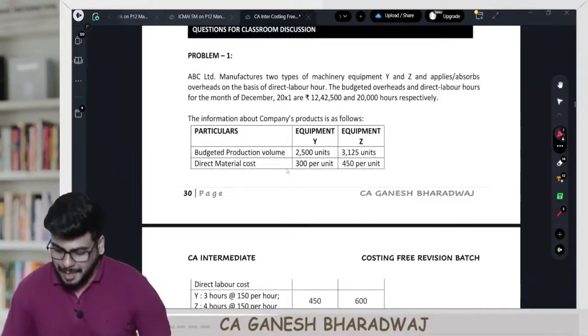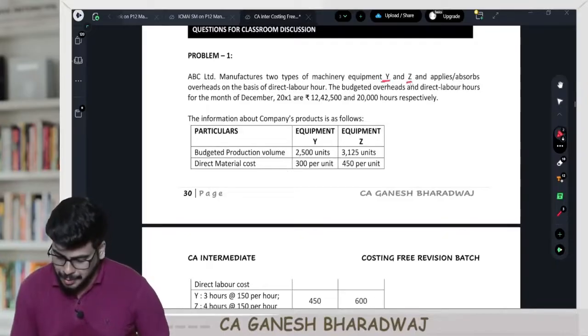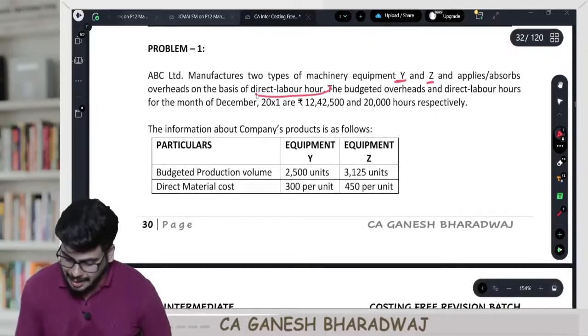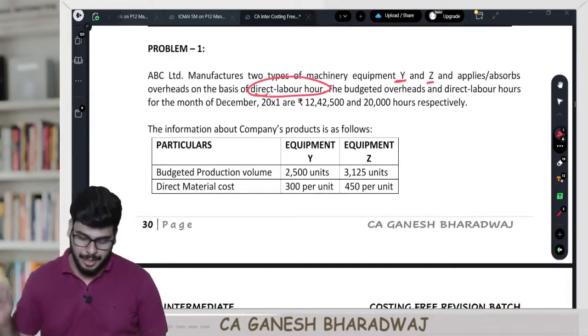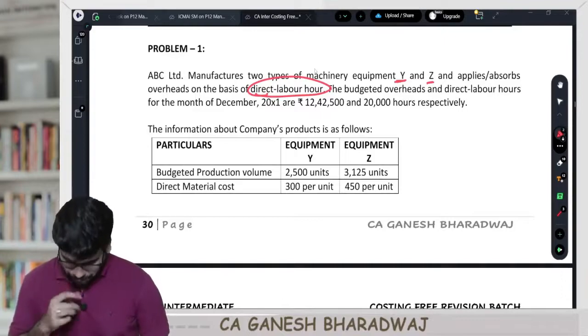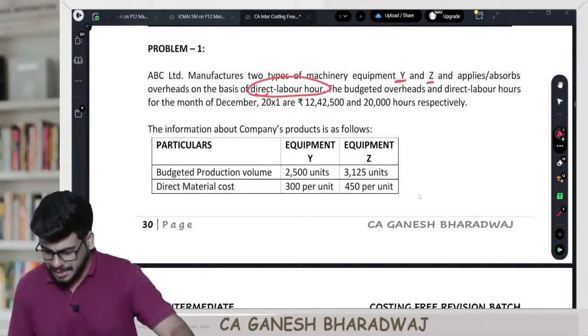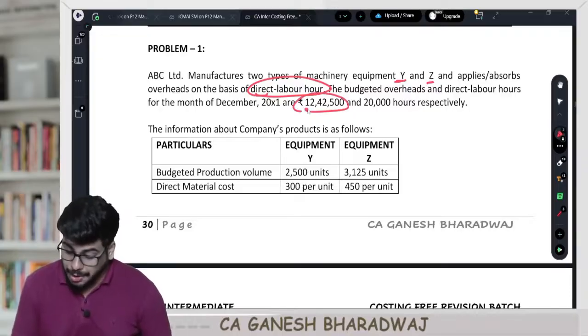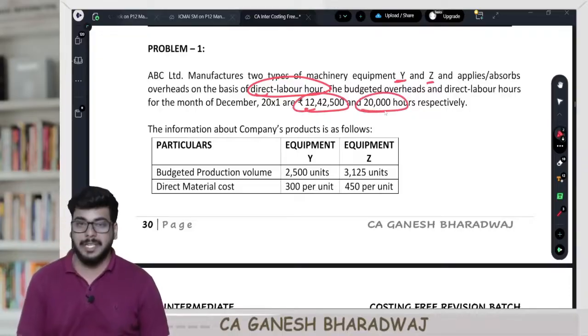ABC Limited manufactures two types of machinery, equipment Y and equipment Z, and applies or absorbs the overheads on the basis of direct labor hour. Presently, they are using the traditional costing system. They are taking the direct labor hour as the base quantity. The budgeted overheads and the direct labor hours for the month of December are 12,42,500 and 20,000 hours respectively.